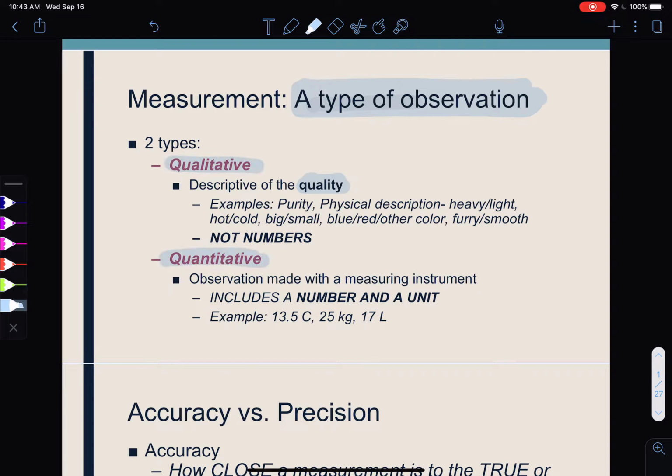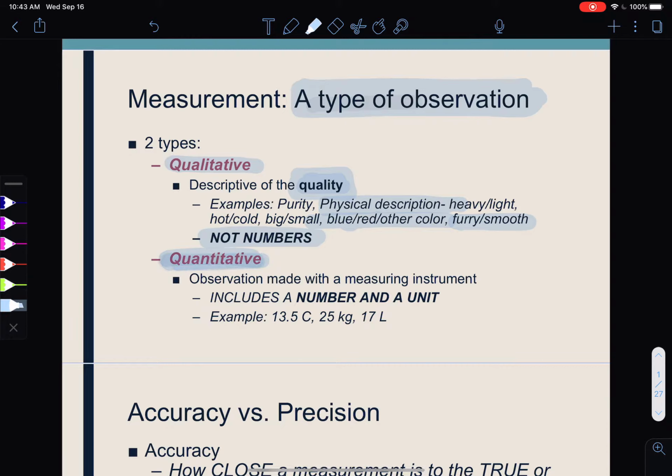So qualitative is just what it says. You're talking about the quality. So that is not numbers. There will be no numbers. It's just a description, like a physical description. So say if that bug was furry or smooth, or you can look at a button and be like what color it is. Okay, all of that is a physical description by not using any type of numbers.